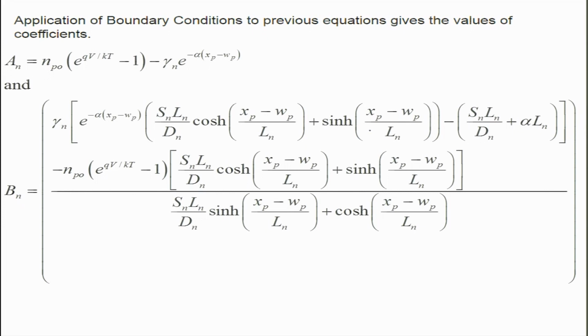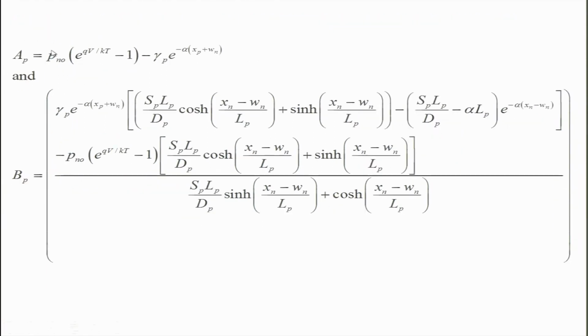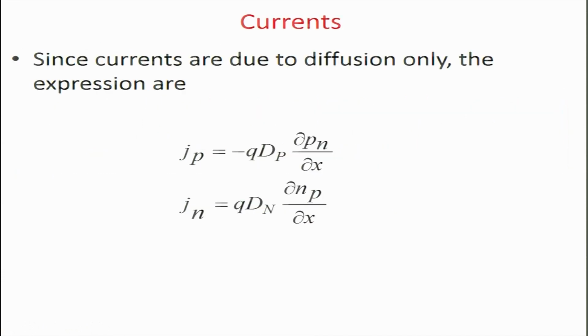It's a fairly complex looking term, but if you look at it carefully, you have a term which is dependent upon the bias, which is here, but there are other terms where the bias does not come into the picture. So there is only one term which is bias dependent. Similarly, here you have only one term which is bias dependent. When you plug in the values of these An and Bn, similarly you will get the values of Ap and Bp when you apply boundary conditions.